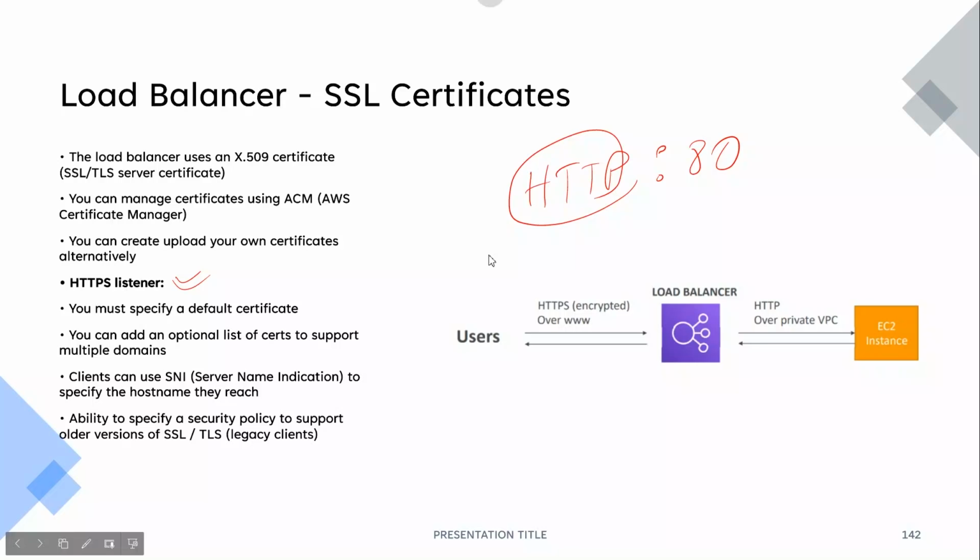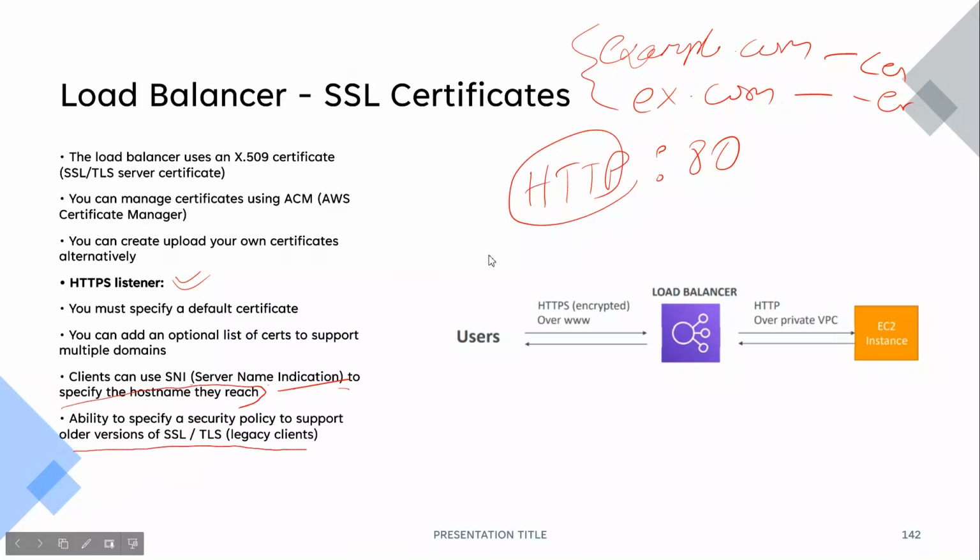For example, your load balancer is associated with multiple domains like example.com and ex.com, two domains. For each domain you need a certificate, so make sure you have an optional list of certificates for multiple domains. Clients can use SNI, which is server name indication, to specify the host name they reach. There is also the ability to specify a security policy to support older versions of SSL/TLS. These are all supported by the load balancer.